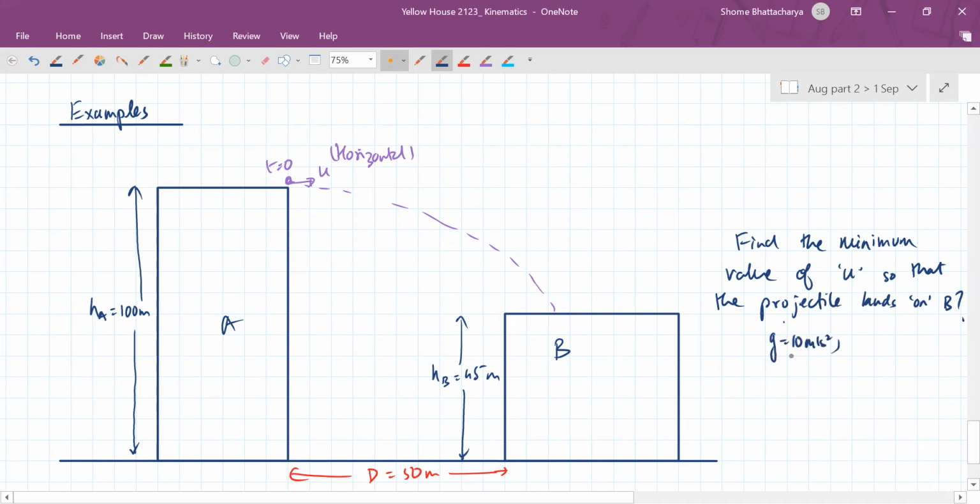Just try this out, people. This is a horizontal projection. So it should land at just the starting point of B. The minimum will correspond to that. If we give a velocity less than the minimum value, then it will miss that left-hand corner of B and land on the ground somewhere between A and B. We don't want that. Or it might impact the side wall of B. We don't want that either. It should land on top of building B. So what is the minimum speed required for that?